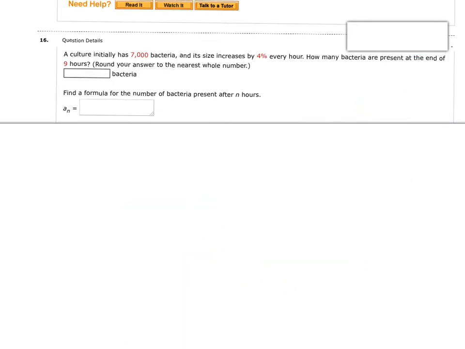All right, next up here, it says we have an initial bacteria of 7,000, and then it increases by 4% every hour. I'm actually going to write my formula first. I'm going to do this kind of backwards. So if it's increasing there, then once again, we're going to compare that to 1 for our r. So it's going to be 1 plus 0.04 or 1.04. The 1 keeps it the same, and then the plus 0.04 increases it by 4%.